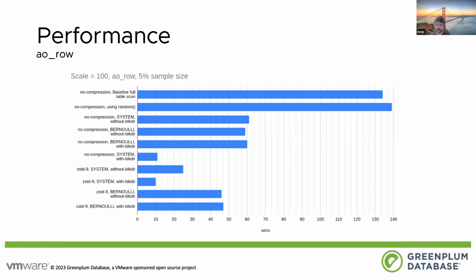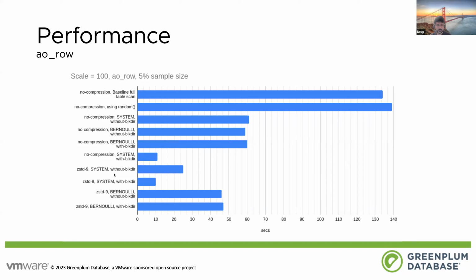We're doing var block skipping. Now, immediately, if you have a block directory and you do system, that's like 11 seconds. That's exactly like heap, and you get the speedup. And then you can go over and look at the compressed case. This is Zstandard with compression level 9. And you can see, again, there's a difference between without the block directory and with block directory for system sampling.